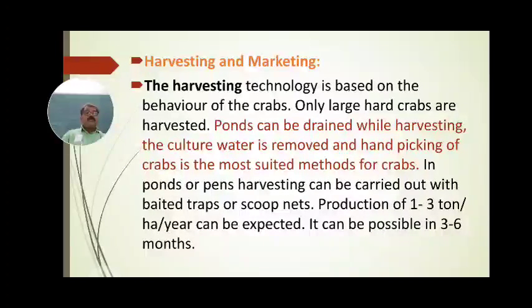A production of 1 to 3 ton per hectare per year can be expected. How much production is to be done? Production of the crab is 1 to 3 ton per hectare per year, and it can be possible in 3 to 6 months. In pond culture, tank culture, and culture in water bodies, crab production of 1 to 3 ton per hectare per year can be grown within 3 to 6 months. And when such quantities of crab are cultured, in the market it is sold at more than 400 rupees per kg.